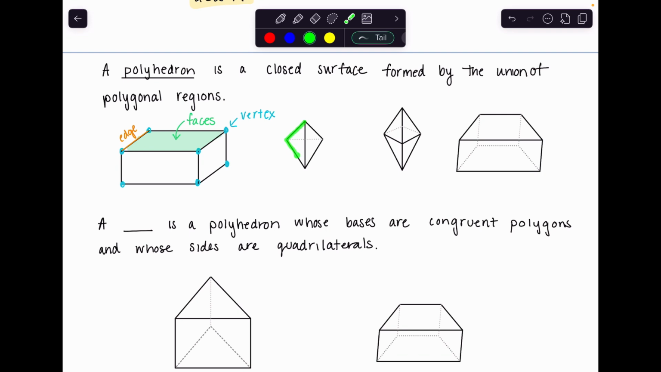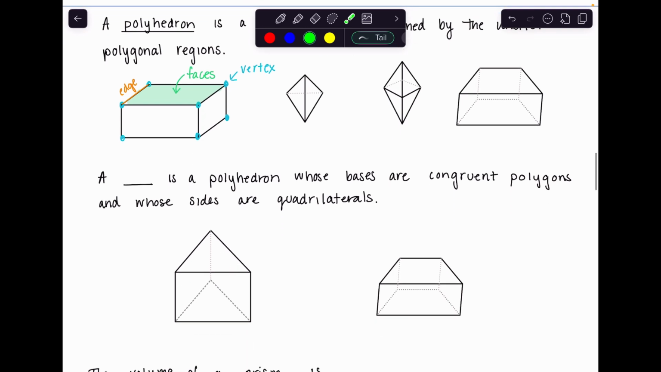So if you look at this example, all of these different sides are going to be triangles. And same thing here, you've got a bunch of triangles forming this other region. This one has a trapezoid for the top and bottom, and then all of the sides are just either rectangles or quadrilaterals. Okay? So there's no kind of set rhyme or reason for polyhedrons, but they form these nice geometric shapes.